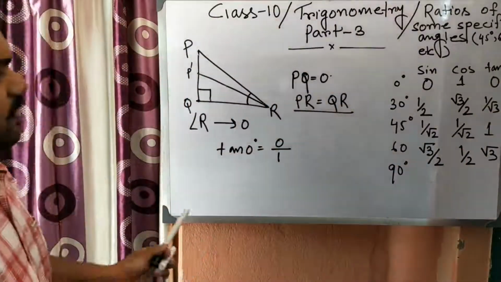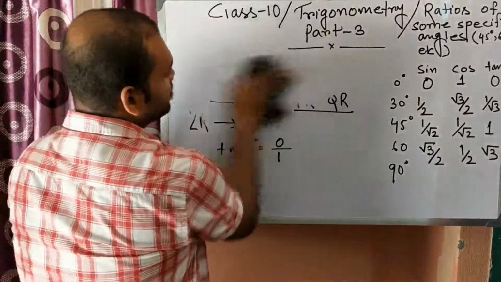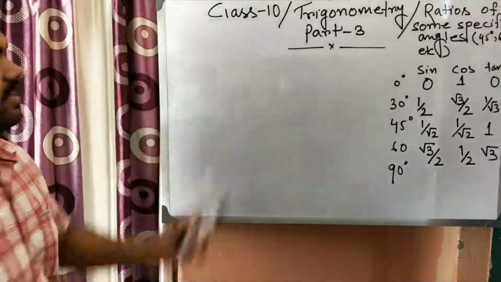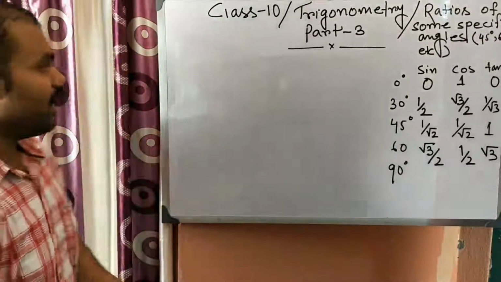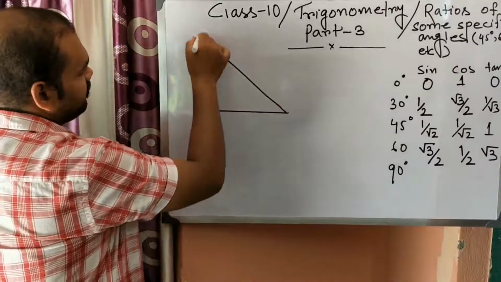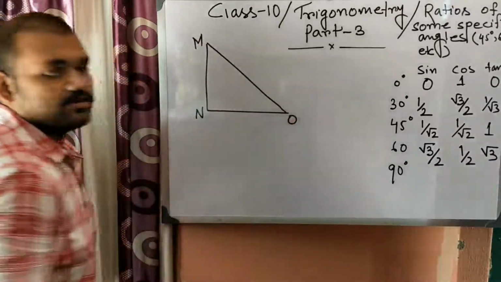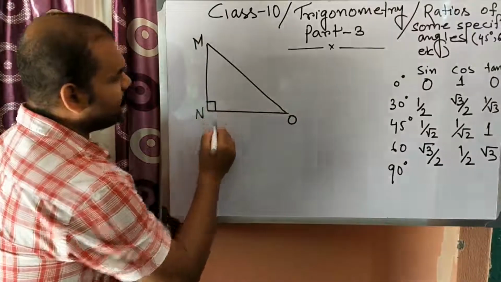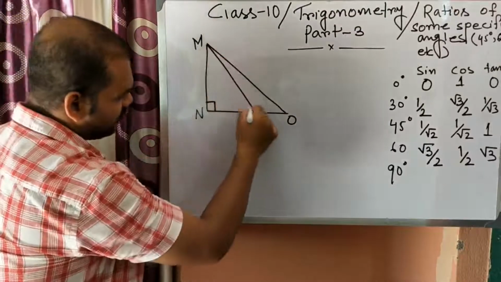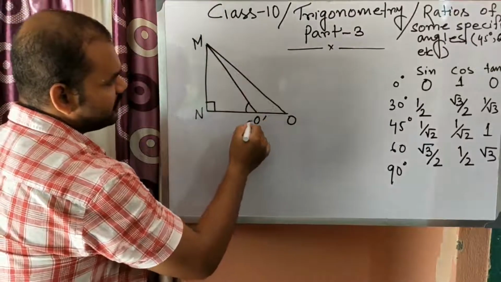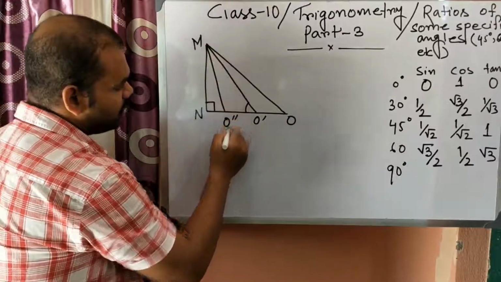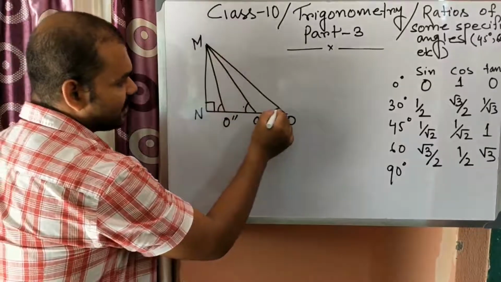Now let us find out the values, or the ratios, for the 90 degree angle. How to find that? This is similar to the 0 degree angle. Suppose M, N, O is a triangle, where N is 90 degree. Now if you increase this angle, like this, so now this angle O prime is greater than O. Now if we increase this angle further, suppose this is O double prime, this angle is greater than this angle, okay.